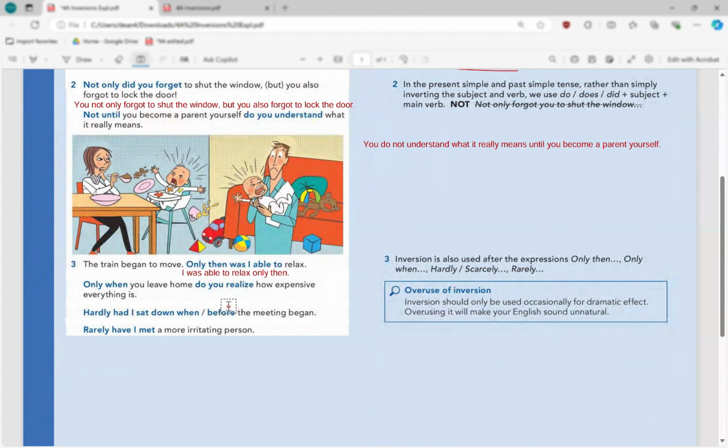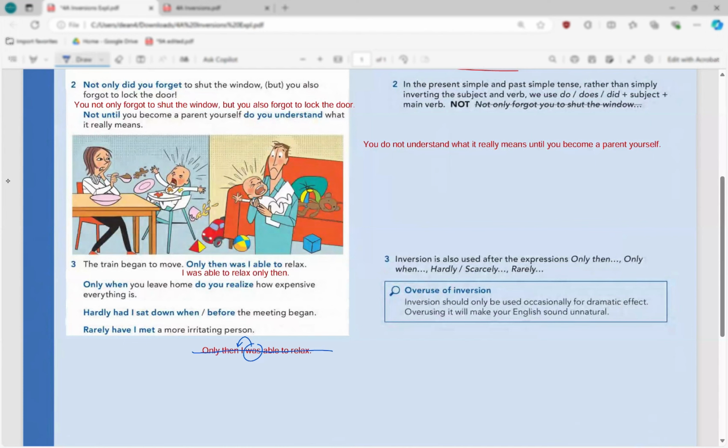But if I want to make the effect stronger, I say only then was I able to relax. If I say only then I was able to relax, will it be a mistake? Yes, it will be a mistake. I mean, they understand the meaning, but it is grammatically a mistake, guys. No good. Why? Because was has to be put before the subject in the inversion case. Okay, so we should take care of that.